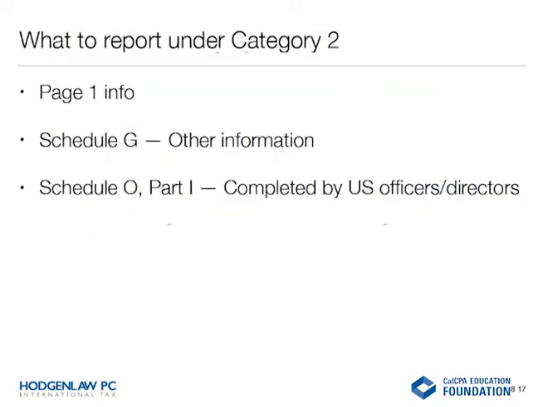Under Category 2, there's actually not a whole lot of information that needs to be reported. You fill out your name and address and the company's name and address and some other page 1 information. Schedule G, list of questions. Not going to go into that today, really. And Schedule O, Part 1, this is to be completed by U.S. officers and directors, and this is where they give the information to the IRS about the other person who acquired the stock.